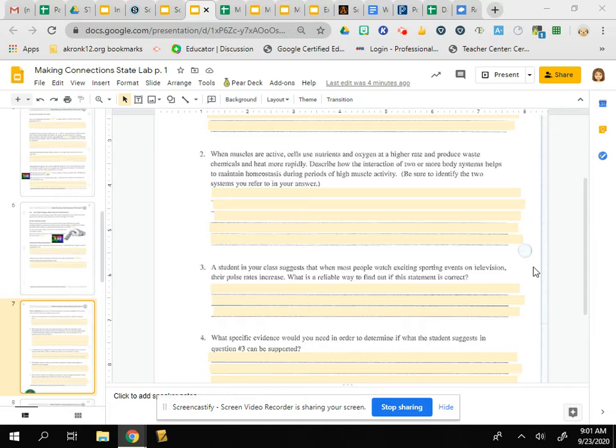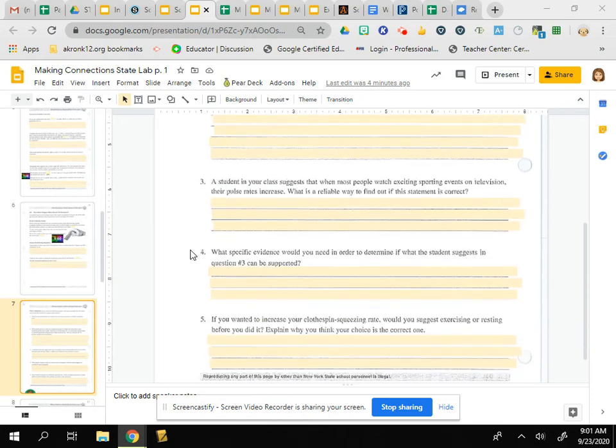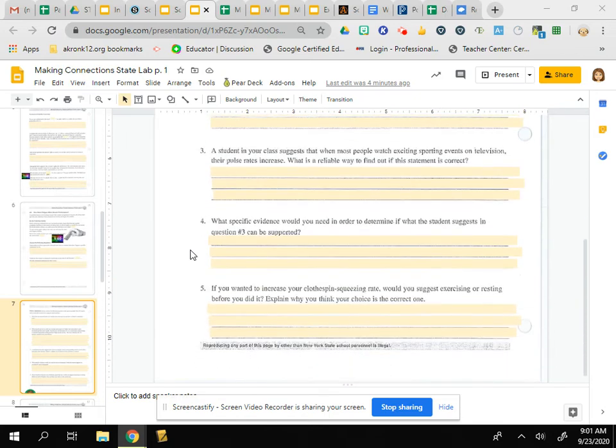And you're probably going to fill up all of these lines with your answer. So make sure you identify your 2 body systems first, and then talk about how they work to help maintain homeostasis. Okay, number 3. A student in your class suggests that when most people watch exciting sporting events on television, their pulse rates increase. What is a reliable way to find out if the statement is correct?